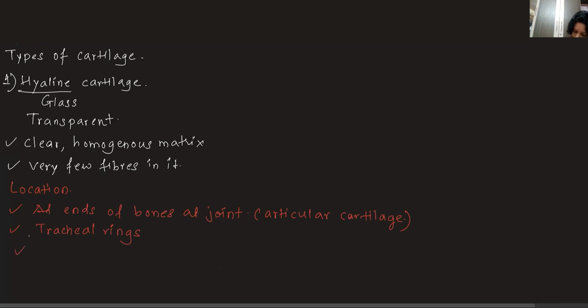The third one is the endoskeleton of early embryos.